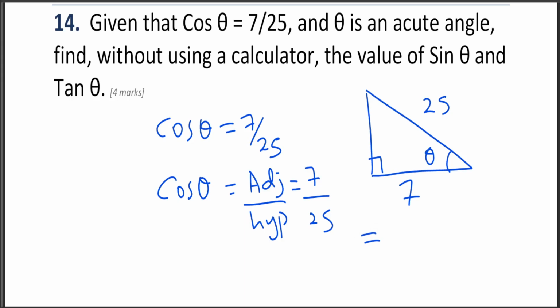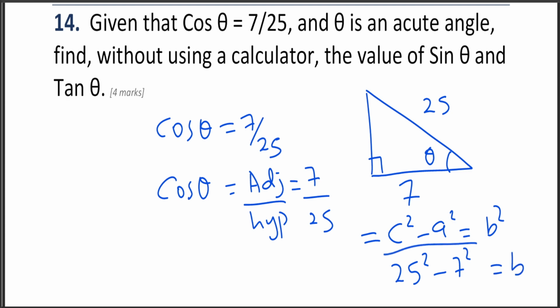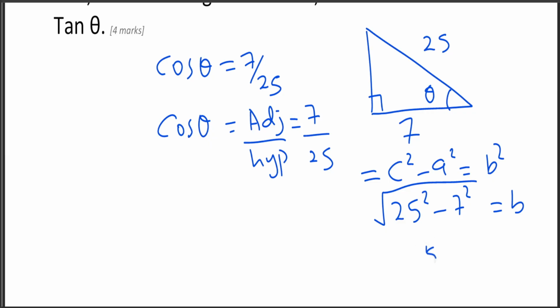Obviously, we use c squared minus a squared equals b squared. So 25 squared minus 7 squared, and then to get b we square root that. 25 squared minus 7 squared is 576. The square root of 576 gives you 24. So the answer is 24 here. This is not the final answer, we have just found this side to be 24.